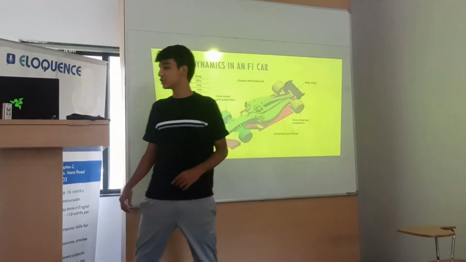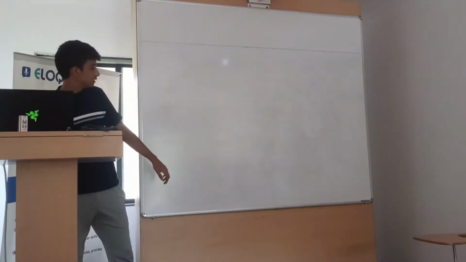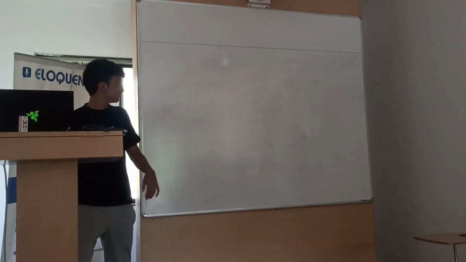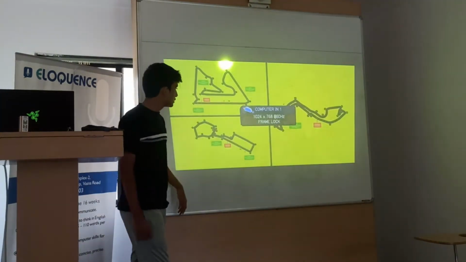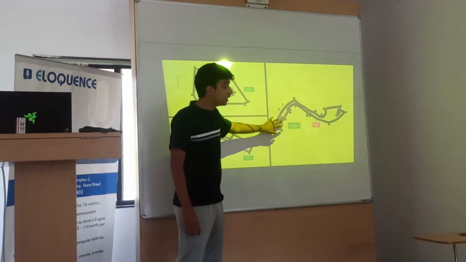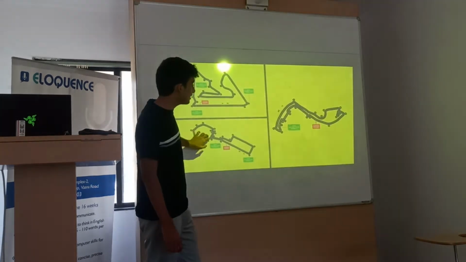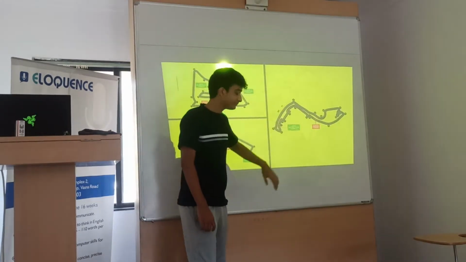Let me show you a picture of an F1 track. You will understand it better over there. Okay. So now these are three different kinds of circuits that I have picked. This is in Bahrain, this is in Baku, which is Azerbaijan, and this is Monte Carlo in Monaco.